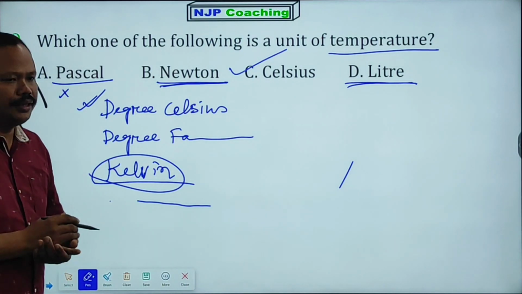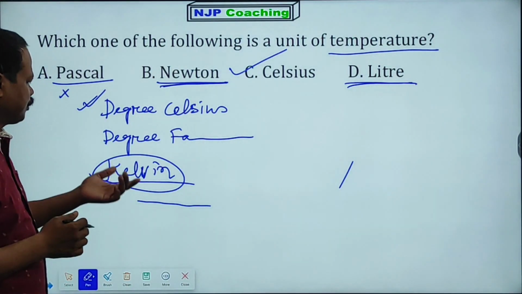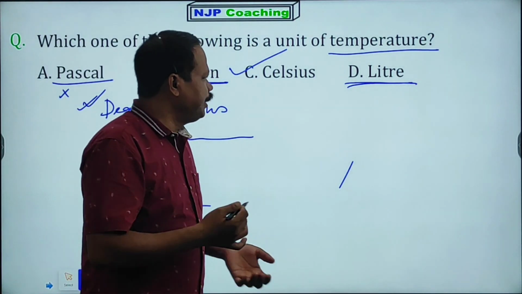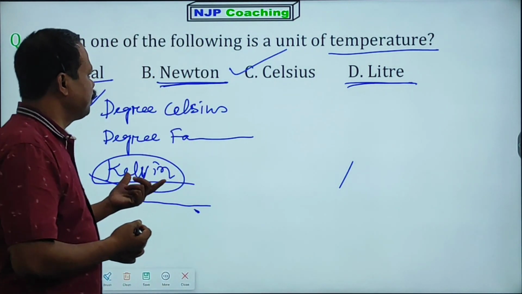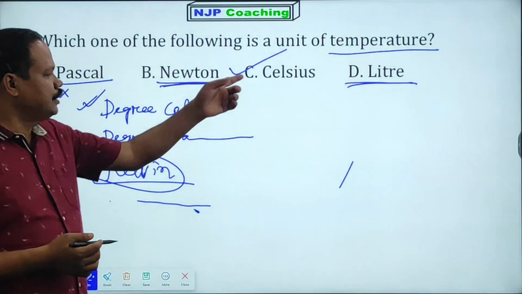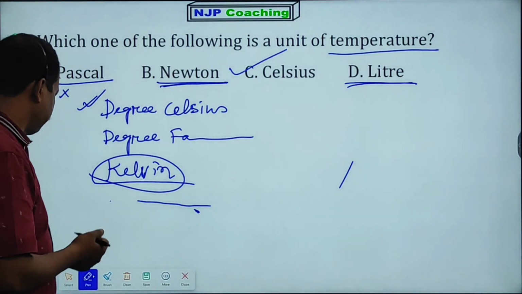Sometimes it may be mentioned Fahrenheit, sometimes Kelvin. Remember that. We usually use these three units of temperature: Celsius, Fahrenheit, and Kelvin. So the right option is C, Celsius. Okay.